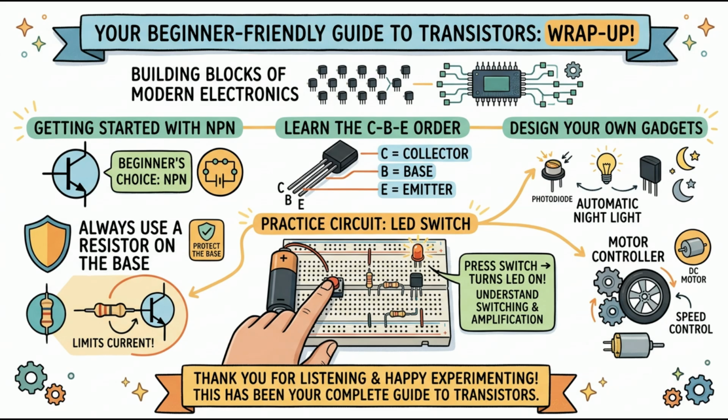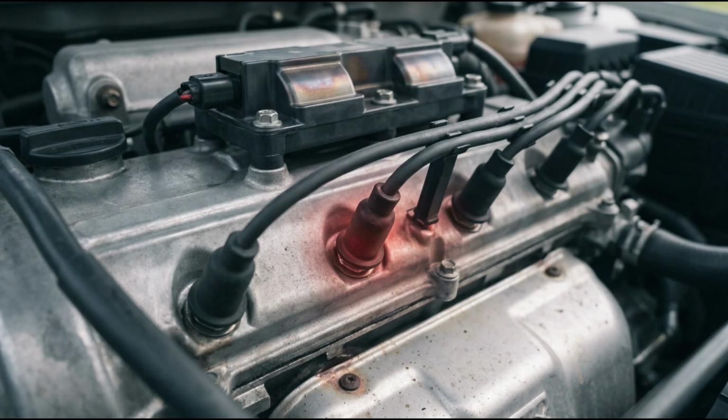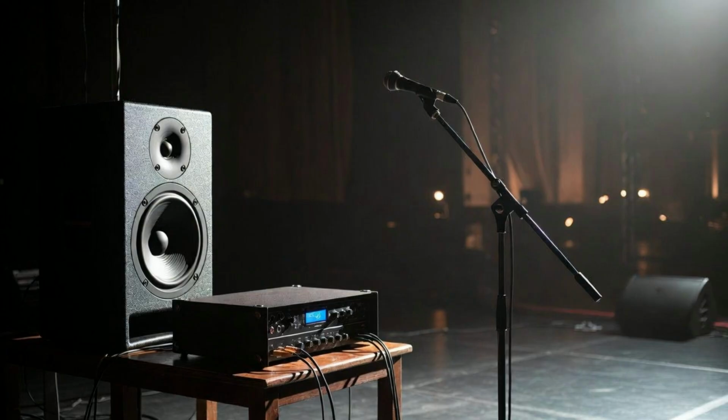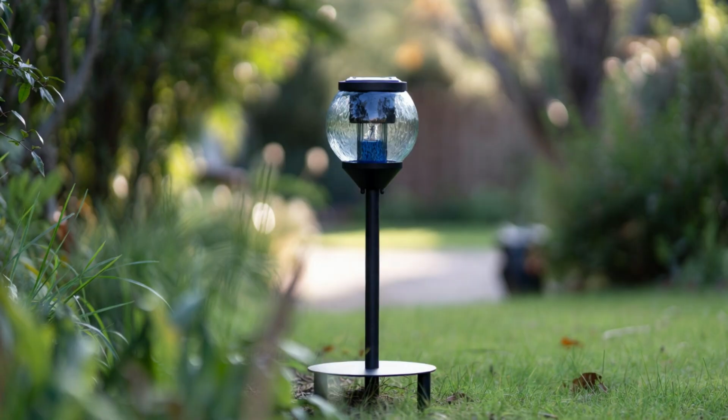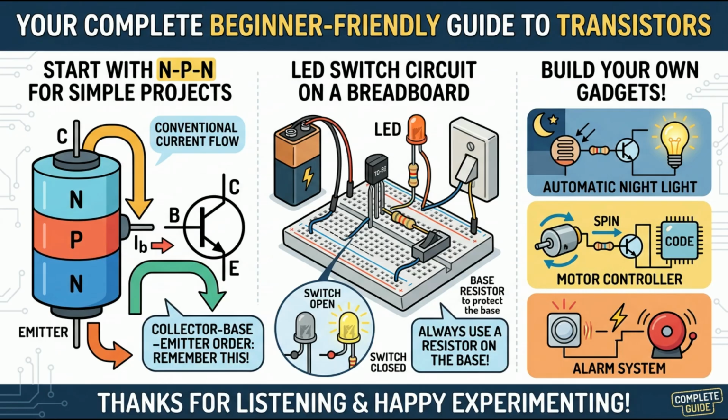Here are some real-life examples to make it more exciting. In your car, the transistor inside the ignition system controls the spark plugs firing at exactly the right moment. In audio amplifiers, transistors boost the tiny signal from your microphone into powerful sound for concerts. Even your computer keyboard uses transistors to detect which key you pressed. And in solar-powered garden lights, a transistor senses when it gets dark and automatically turns the LED on using energy stored during the day. These little devices run our entire digital world, yet each one costs less than a penny.